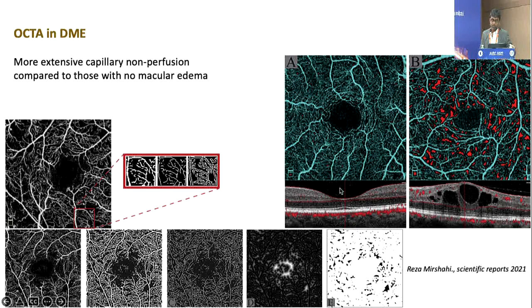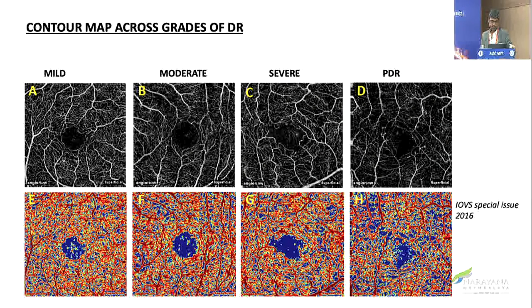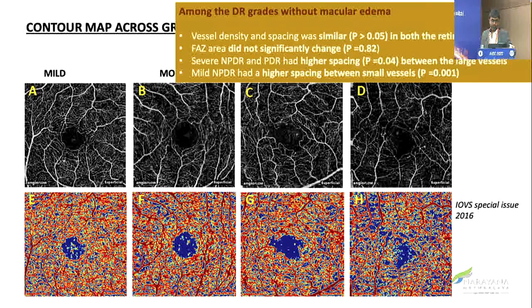So when you look at a normal OCT and an OCT with macular edema, the red areas are the ones wherein there is capillary non-perfusion, not exactly, because of the edema we can't call it non-perfusion, but these are the areas where there is loss of blood supply or decrease in blood vessels, rarefaction. So we did a study in cases with diabetic retinopathy without macular edema. We saw a progressive decrease in vessel density and increase in FAZ over grades of diabetic retinopathy, but it was not statistically significant in both layers across grades, and FAZ also did not significantly change, but the spacing between the vessels changed when the diabetic retinopathy grade increased.